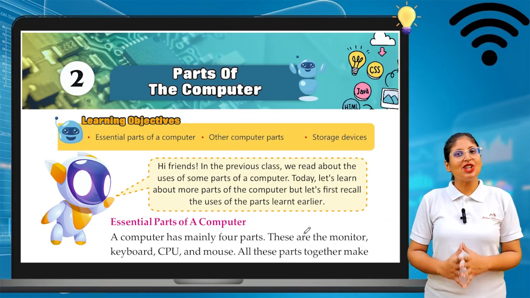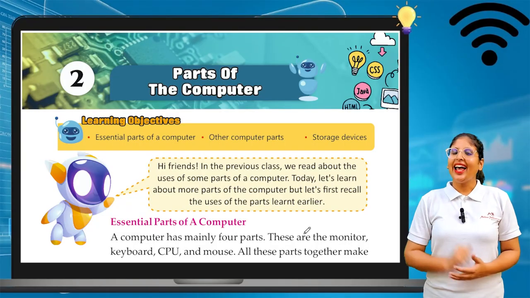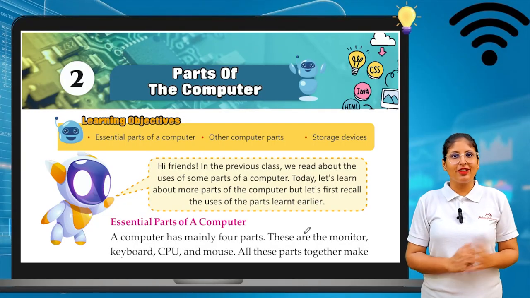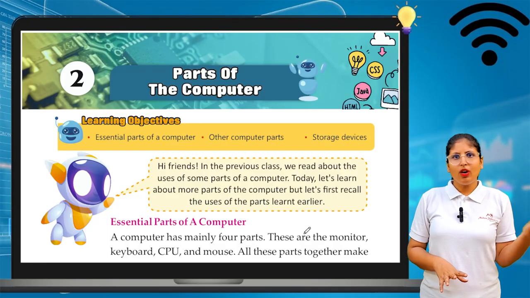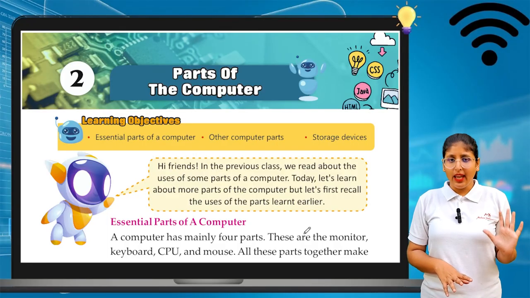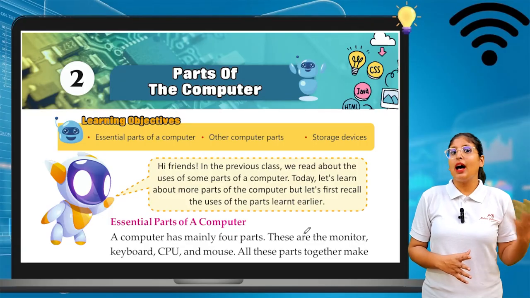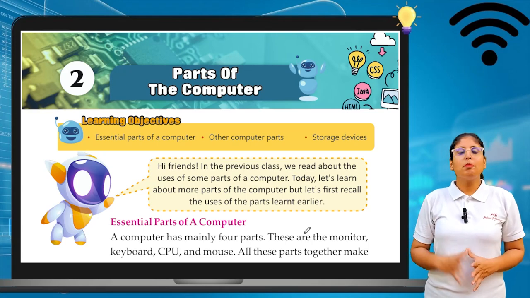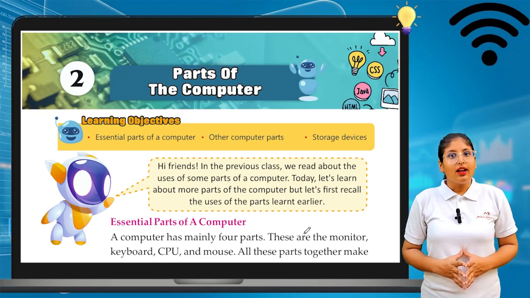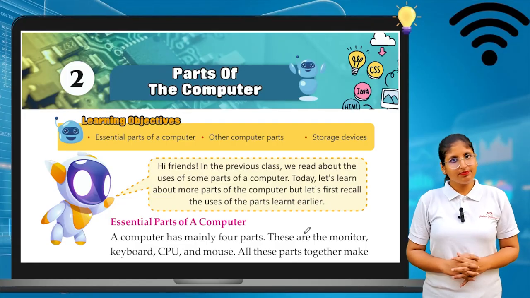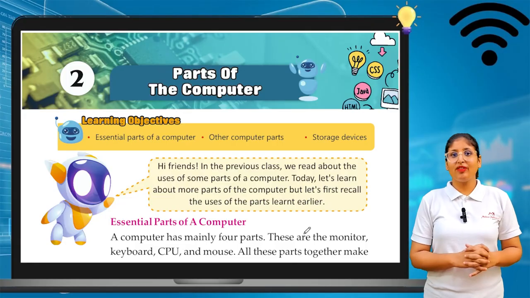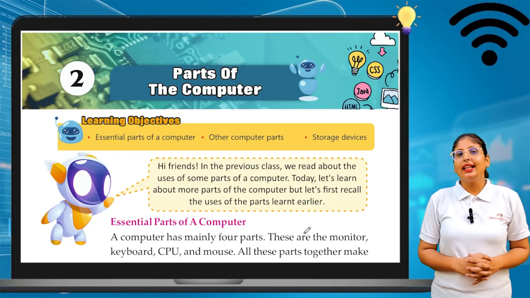Here we will see chapter number 2 of your book, and the name of the chapter is Parts of Computer. In the previous chapter, we already learned about the computer and why the computer is known as a smart machine. In this chapter, we will study the parts of a computer and their roles.